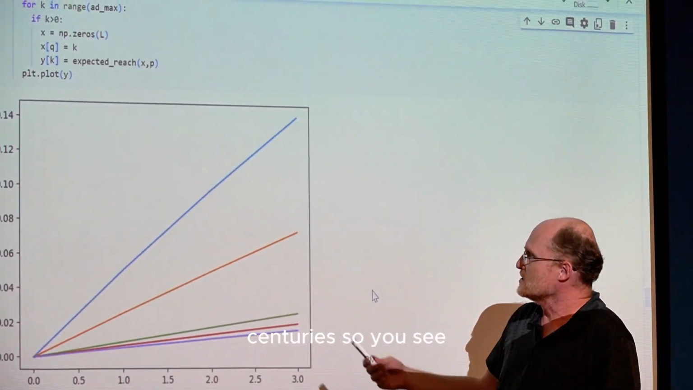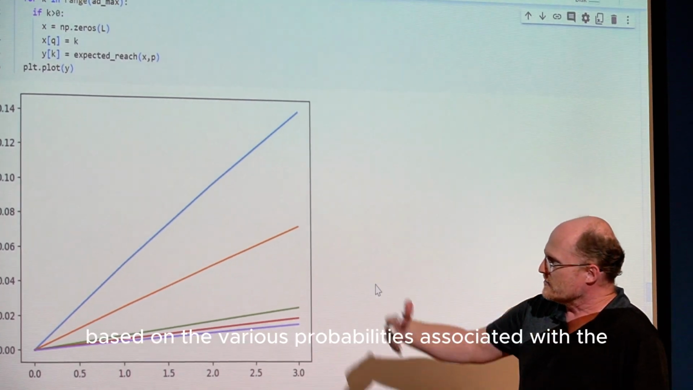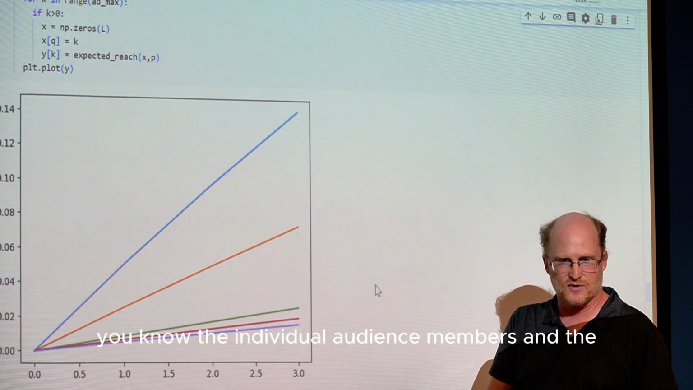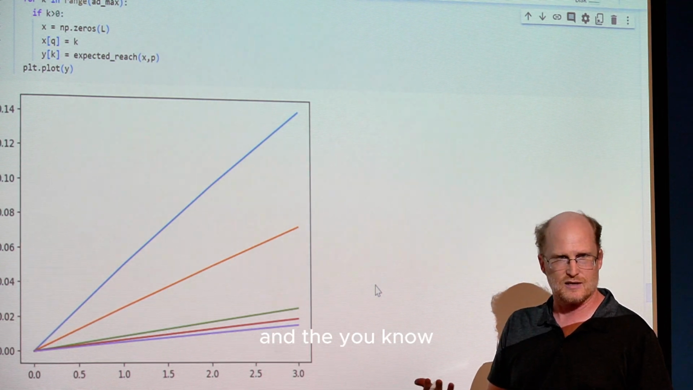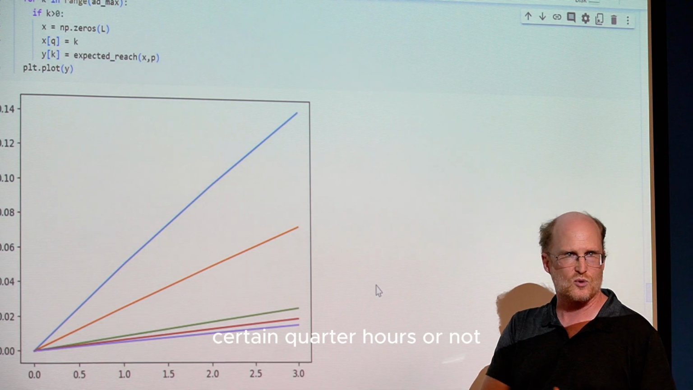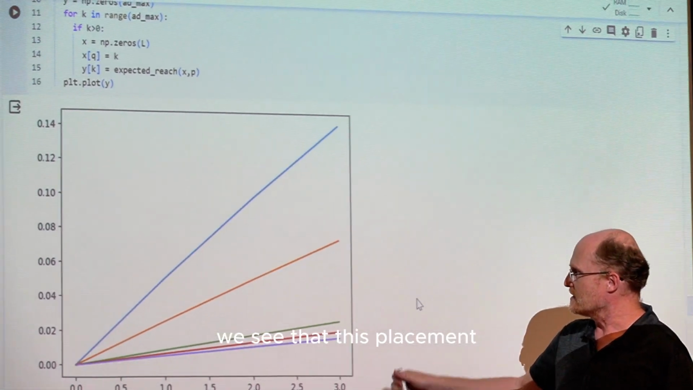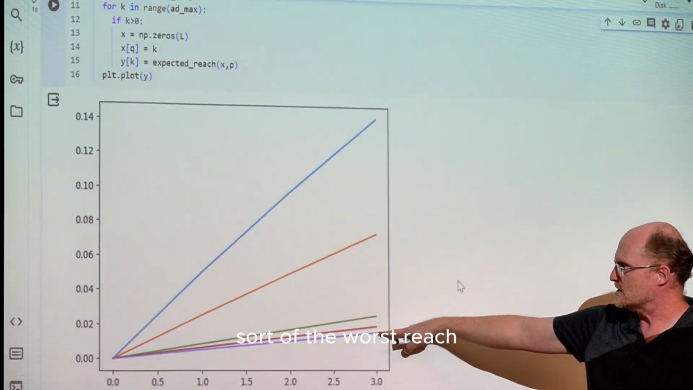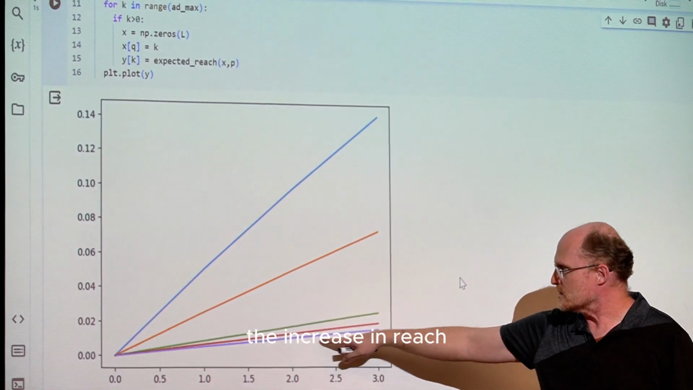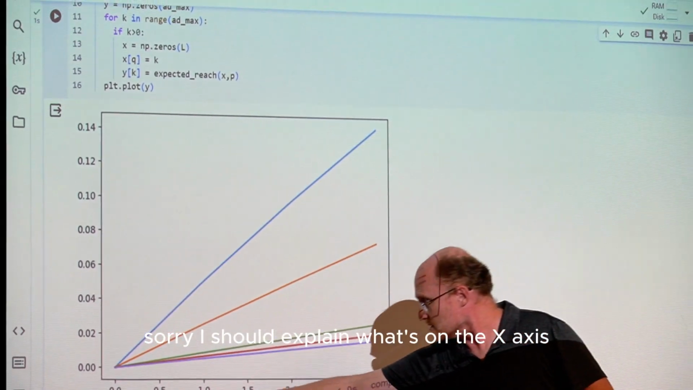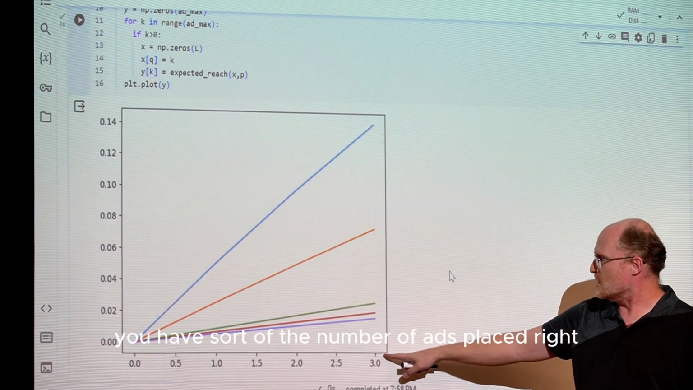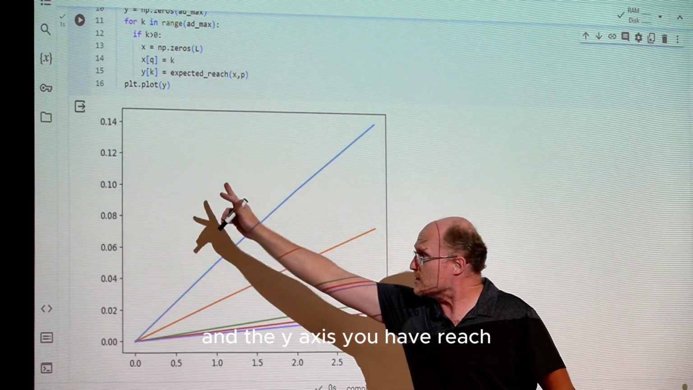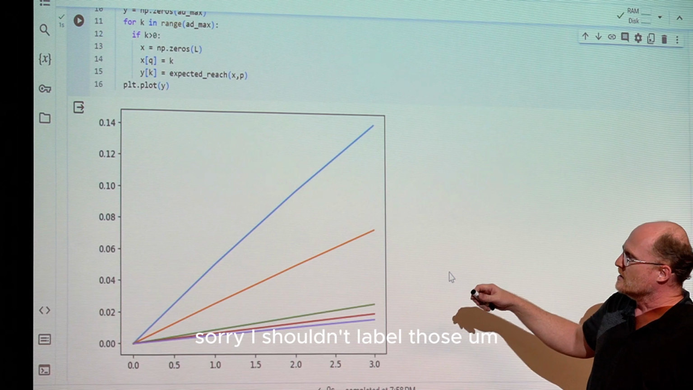So you see, based on the various probabilities associated with the individual audience members and their proclivities to watch certain quarter hours or not, that this placement gets you sort of the worst reach, or increase in reach. Sorry, I should explain what's on the x-axis. On the x-axis, you have the number of ads placed, right? And on the y-axis, you have reach. Sorry, I should have labeled those.